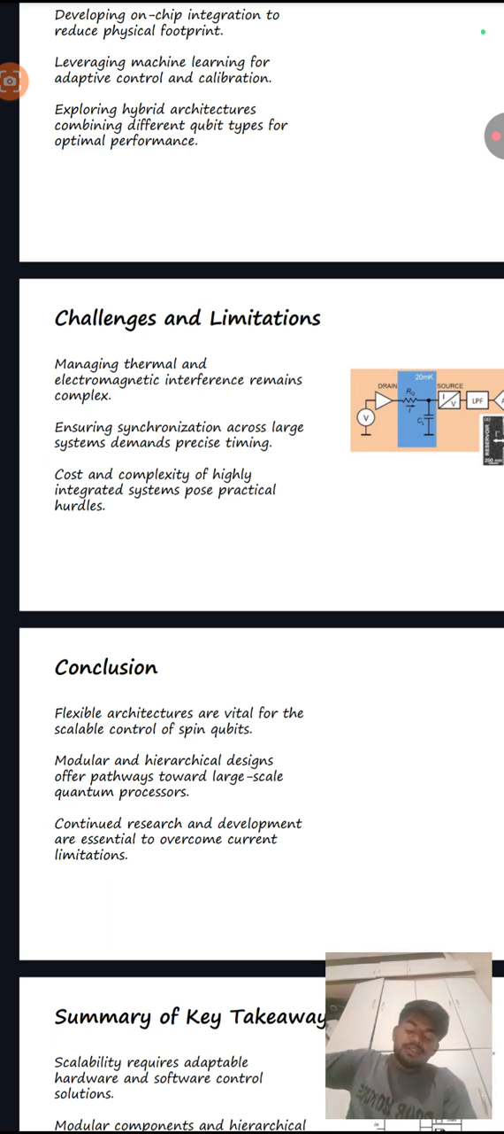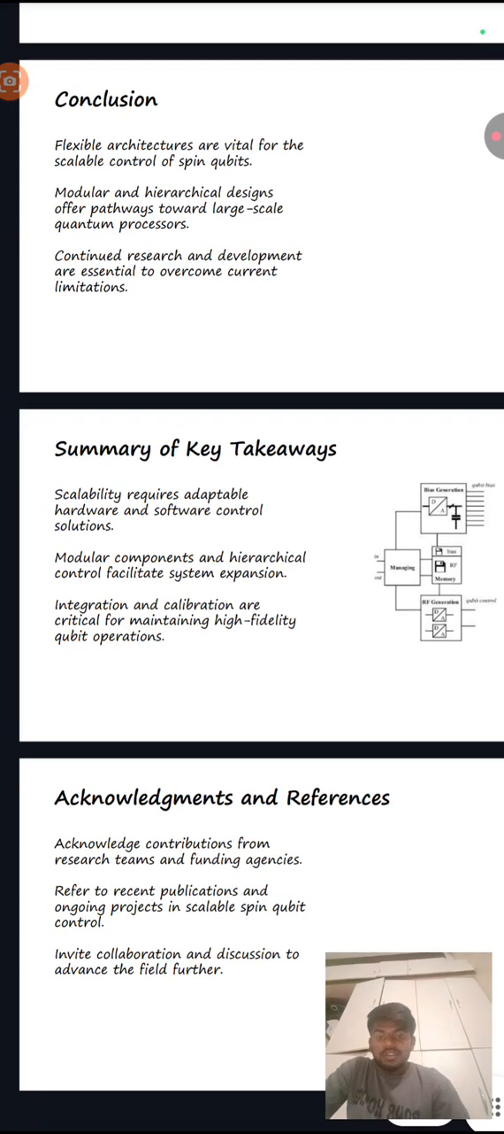And the conclusion. Flexible architectures are vital for the scalable control of spin qubits. Modular and hierarchical designs offer pathways towards large-scale quantum processors. Continued research and development are essential to overcome current limitations. Summary of the key takeaways.